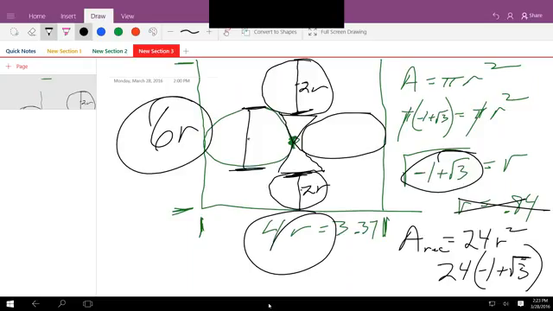The whole point of this problem was to show you that you do not have to turn that into a decimal at any point, except maybe the final answer. But even the final answer can be A equals minus 24 plus 24 root 3. There's your answer right there. And it's exact.